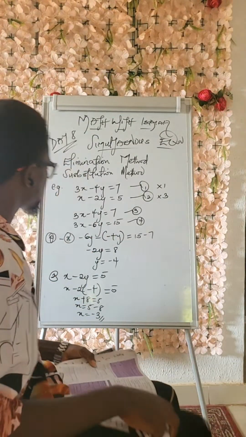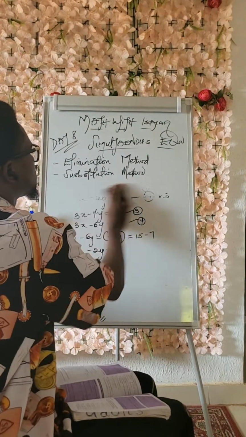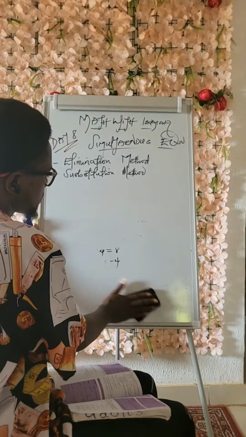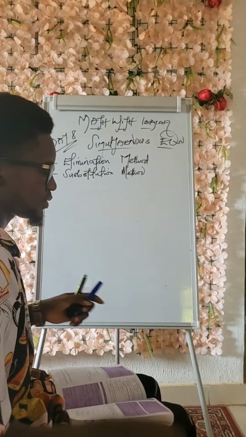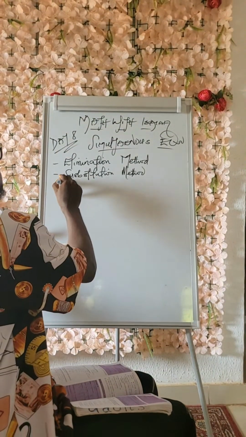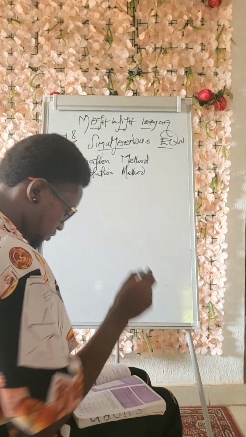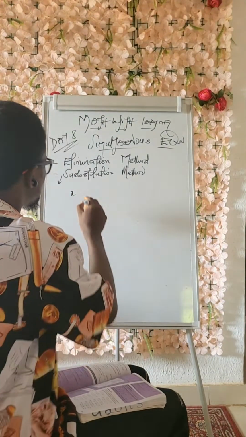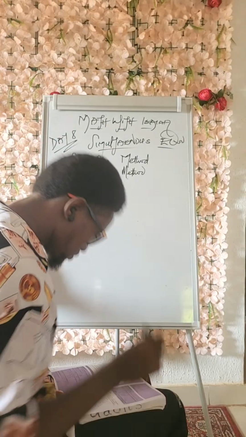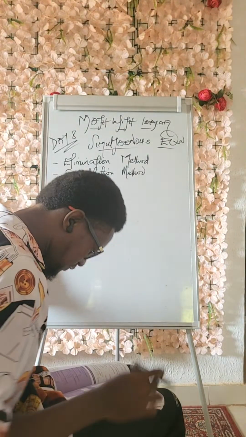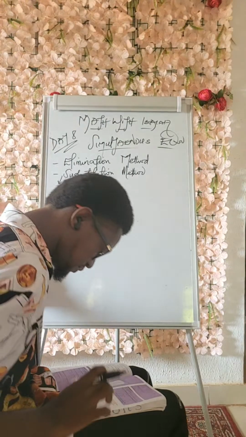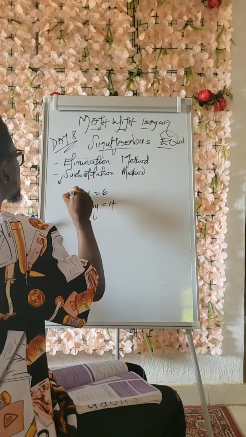Okay, very quickly now. I need to quickly brush the second one off. So we have this. I think we'll use the same examples, but now we're dealing with substitution method. First was x plus y equals 6. Then we have 2x plus 3y equals 14, I believe. Now, how do you solve this using substitution method?